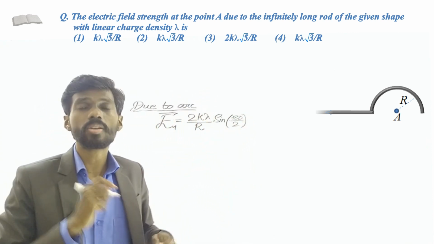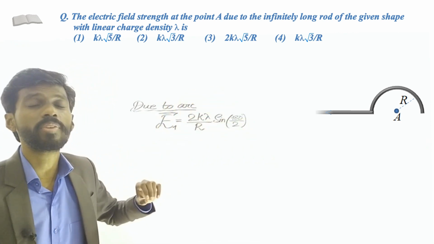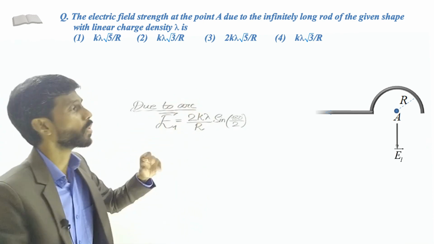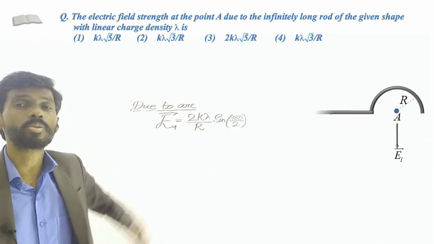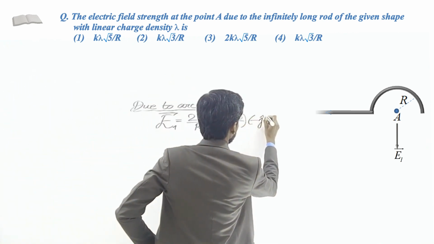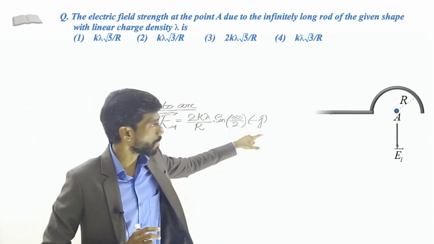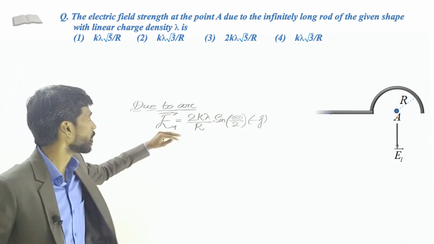Now we want the direction also. This is a positively charged object, so the electric field will be away from that object, right? That means vertically downward. By symmetry, we can say that the electric field will have direction in the vertically downward direction, so that has unit vector minus j cap. So this is the formula, and the direction can be understood from the geometry of the object. Alright, so now we have the electric field due to the arc.